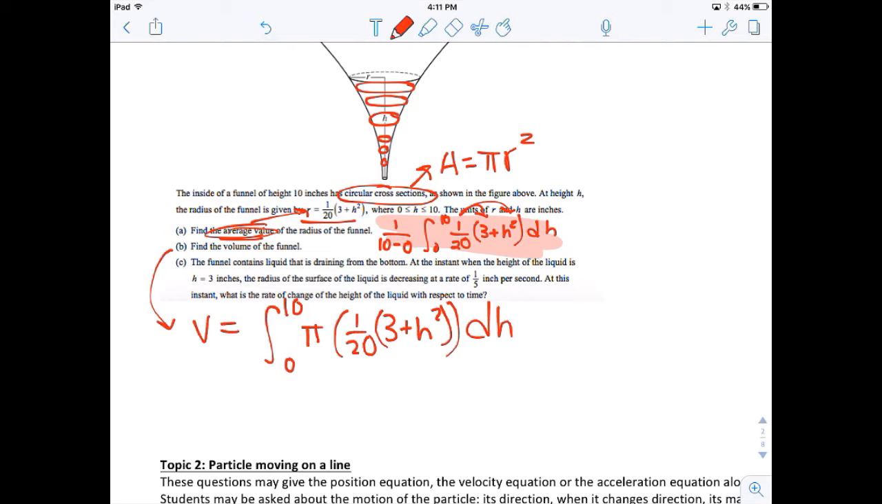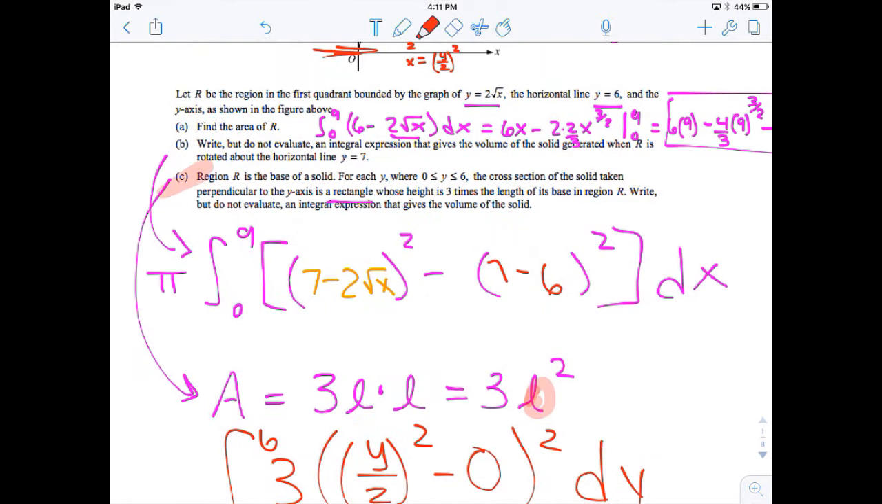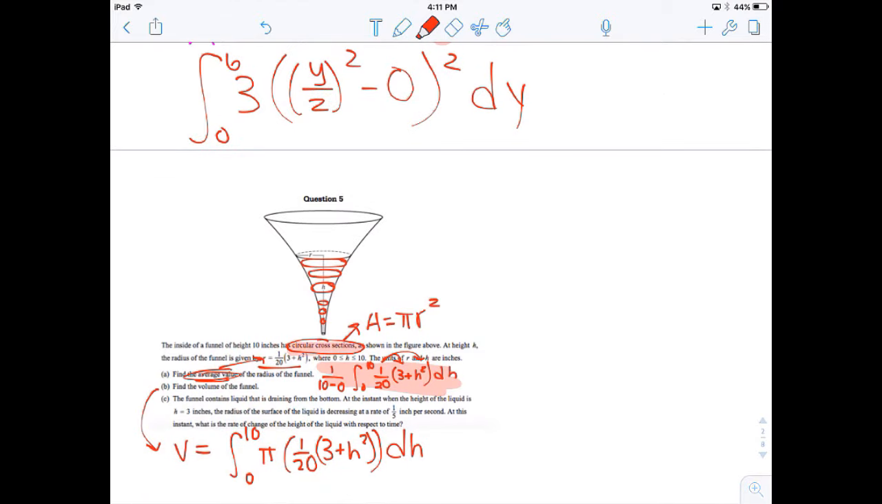So remember that not all cross-sectional area problems have to look like they did in C. They can also look like this, where they tell you the cross-sections are a certain shape, and then you could go from there. All right, and then the last thing was part C.